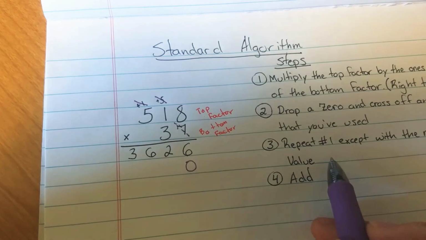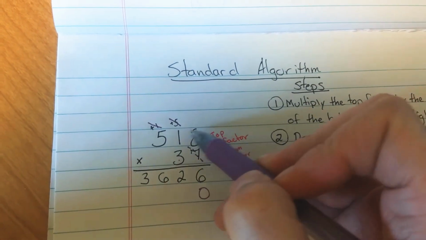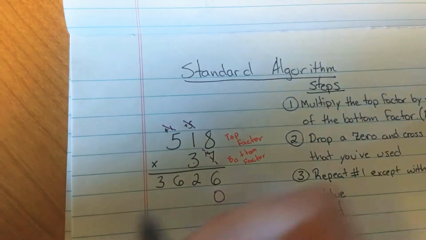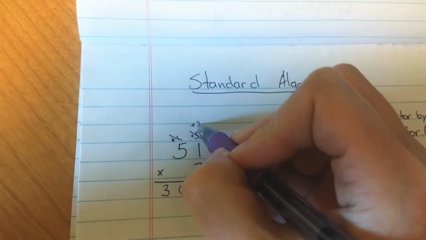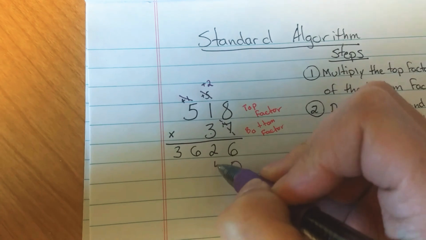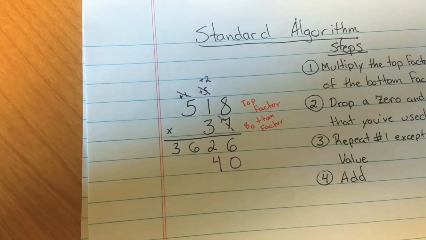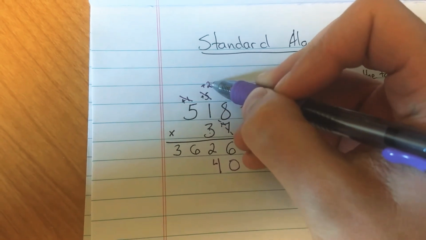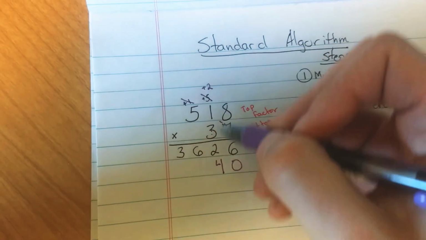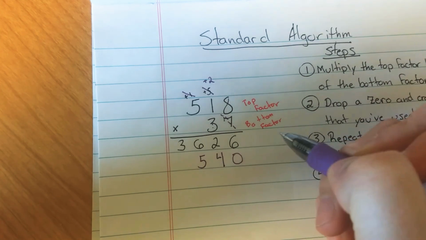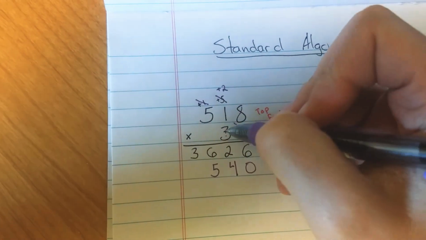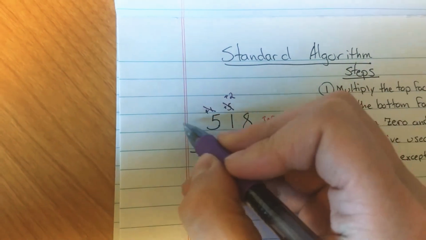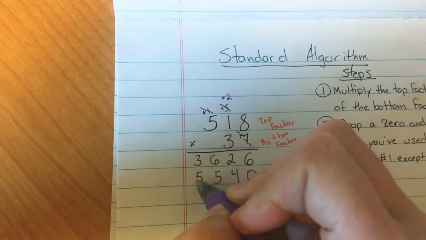Now I'm going to repeat the process where I'm going to use my 3, but I'm going to go right to left. So I'm going to do 3 times 8, and 3 times 8 is 24. So I'm going to carry the 2, and I'm going to drop down the 4. Next, I'm going to do 3 times 1, which is 3, but then I have to add the 2, which is 5. Finally, I have 3 times 5, which is 15. So there's nothing to carry on to, so I'm going to drop both of them down.